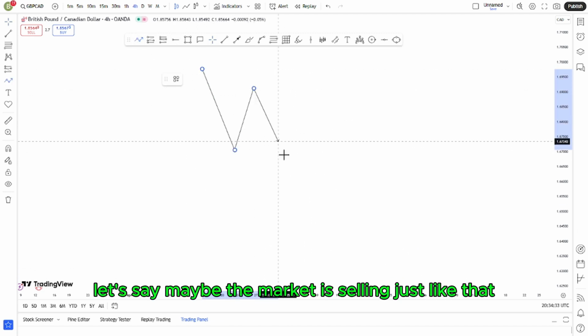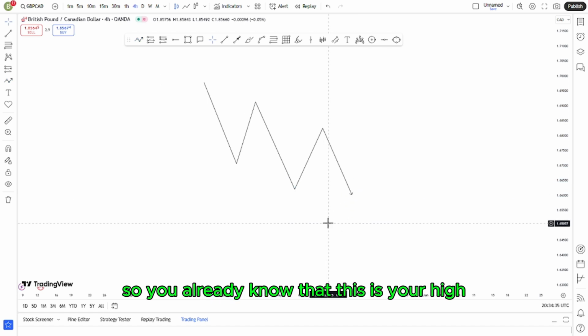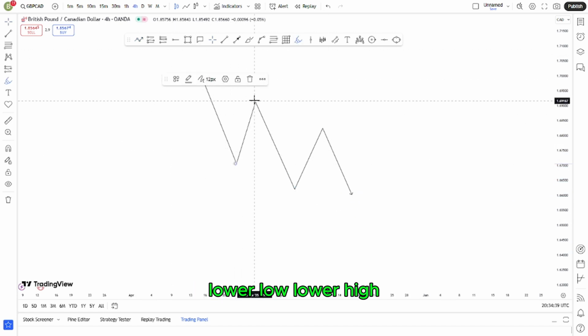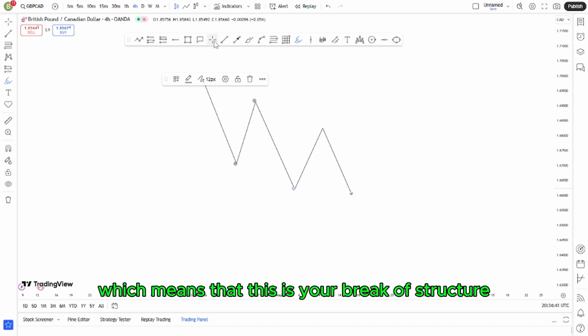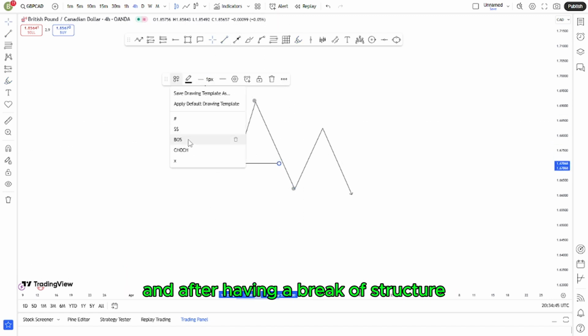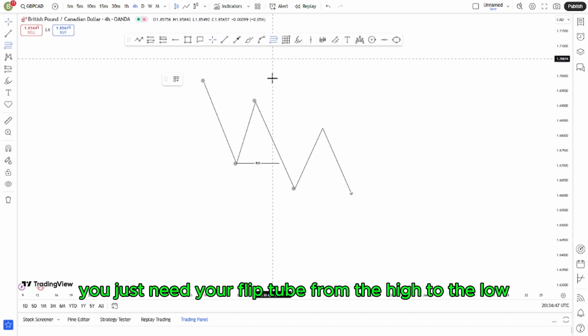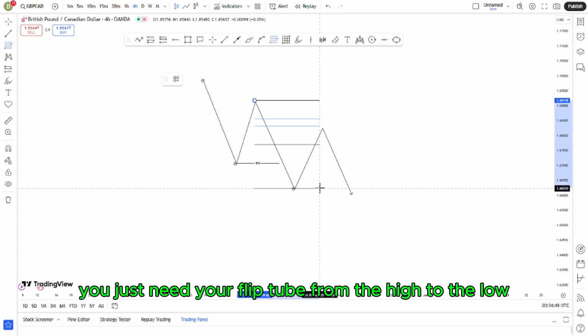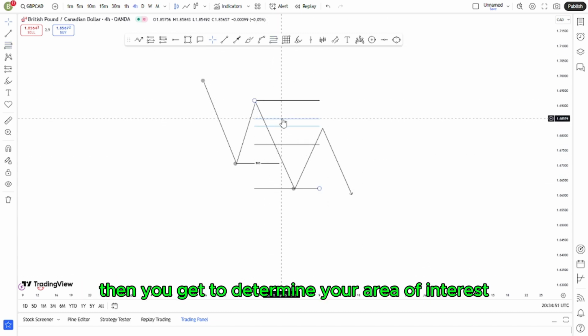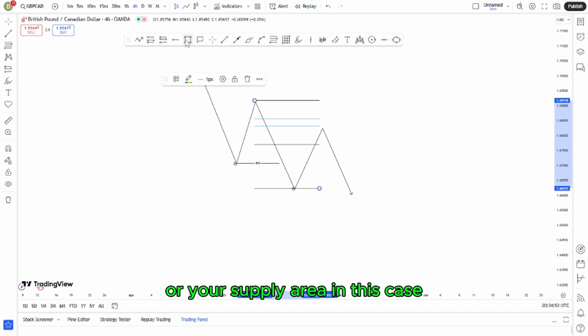So let's say maybe the market is selling just like that. So you already know that this is your high, lower low, lower high, lower low, which means that this is your break of structure within this point. And after having a break of structure, obviously you just need your fib tool from the high to the low. Then you get to determine your area of interest or your supply area in this case.